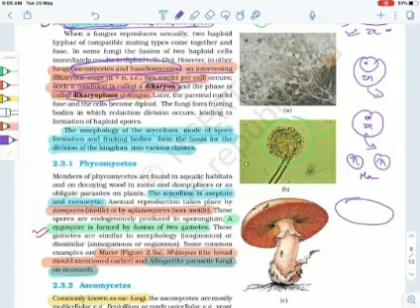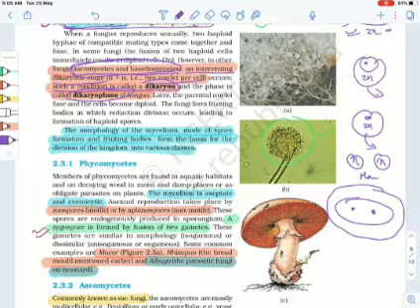That means this is a cell fused from two gametes. Here is the nucleus, here is the nucleus. That means two nuclei are present in a single cell, and this stage is called the dikaryon phase. Remember, the two nuclei are not fused. The morphology of the mycelium, mode of spore formation, and the fruiting bodies form the basis of the division of the kingdom into various classes.